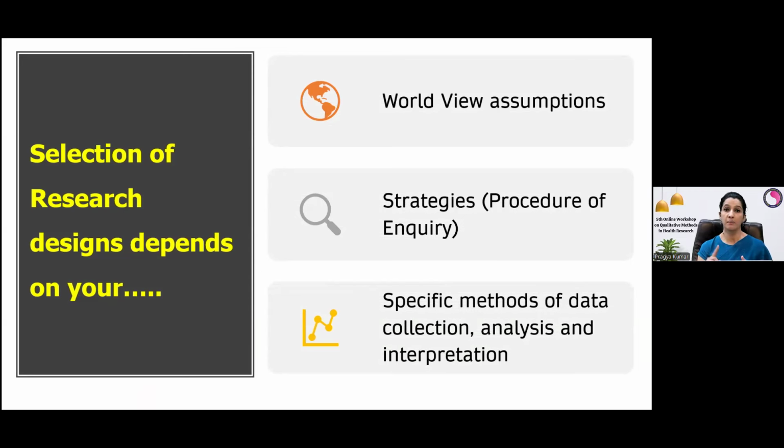Because the method of data collection, although we say that largely it is the in-depth interview and focus group discussion, but when you go for ethnography, then you have to do participant observation also. And then you collect the data, like the already established records. You take some photographs also if available, and then you analyze, and the way of analysis and interpretation will be different depending on the type of study.